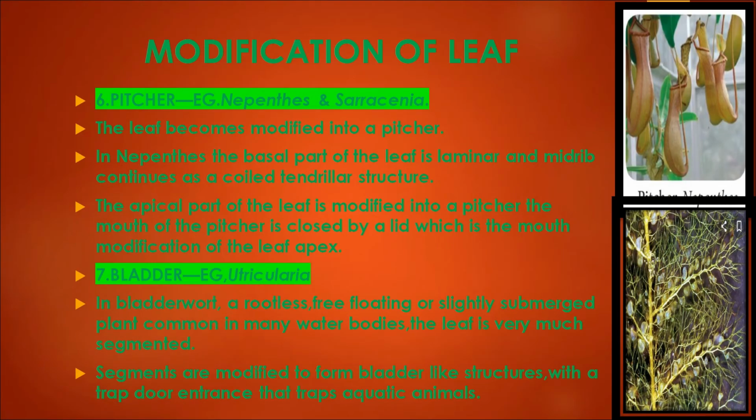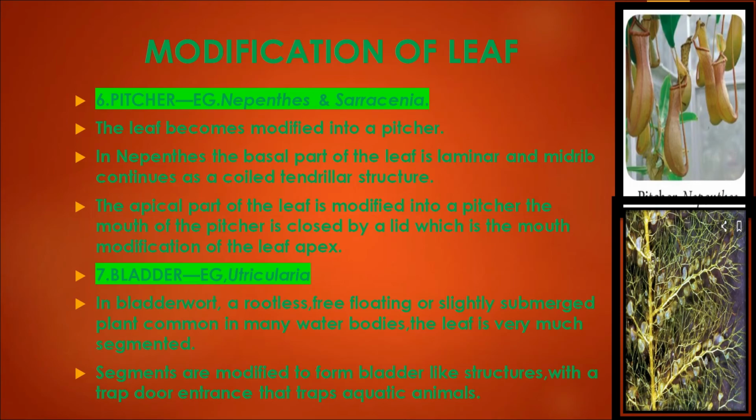The sixth modification is called pitcher. Example, Nepenthes. The leaf is modified into a pitcher, a pot-like structure, to trap insects and to overcome nitrogen shortage, to fulfill their nitrogen need. In Nepenthes, the basal portion of the leaf is laminar and the midrib continues as a coiled tendril-like structure. The apical part of the leaf is modified into the pitcher. The mouth of the pitcher is closed by a lid, which is a modification of the leaf apex. So the lid is the leaf apex, the lamina is the pitcher, the midrib is the tendril, and the basal part of the leaf becomes a lamina.